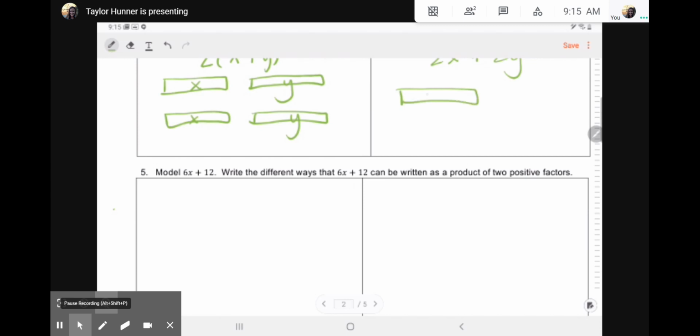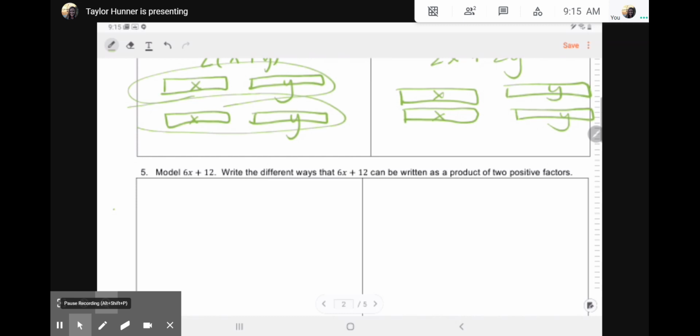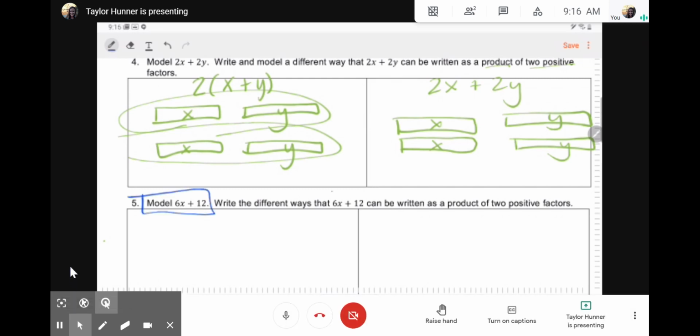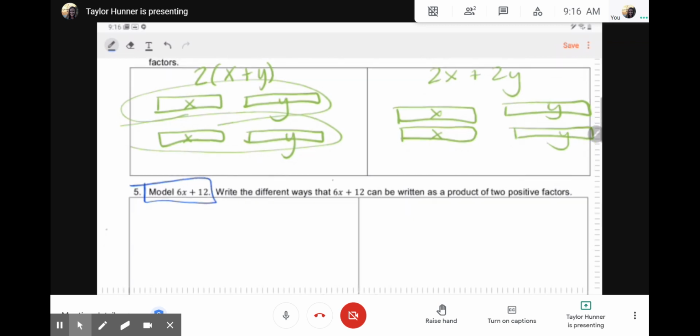It would be the X's as a group and then the Y's as a group, rather than these being two separate groups in this one. Okay, so this next one, number 5, says model 6x plus 12. Write the different ways that 6x plus 12 can be written as a product of two positive factors. So the first thing it asks me to do is just to model 6x plus 12.